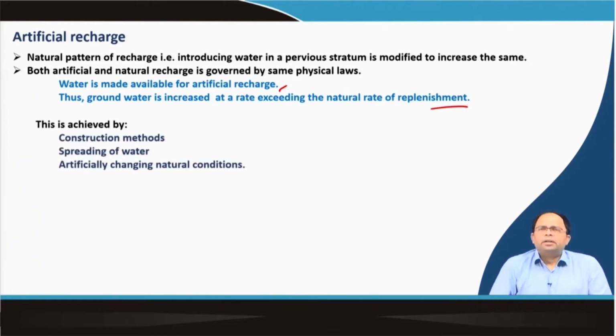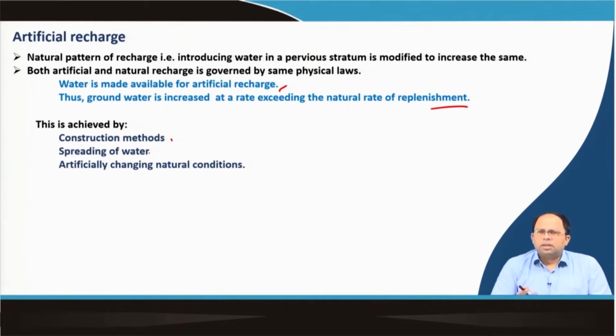So there are different engineering techniques to it. We will discuss that in the next lecture. But broadly, this could be categorized into three methods. One is construction methods. That means we construct certain structures using which we can actually recharge groundwater, maybe some wells and all. Then there could be spreading of water. That means we spread the water over the ground surface, with some amount of construction of structures as well.